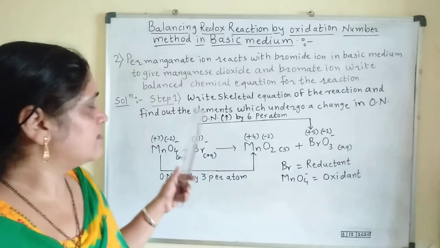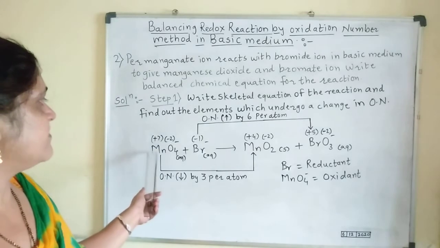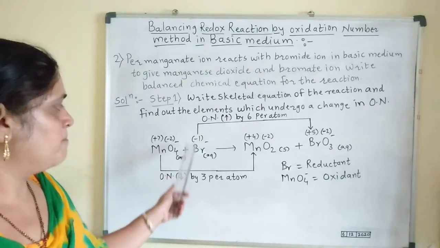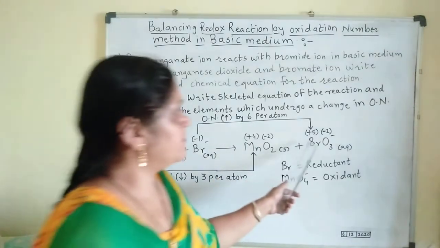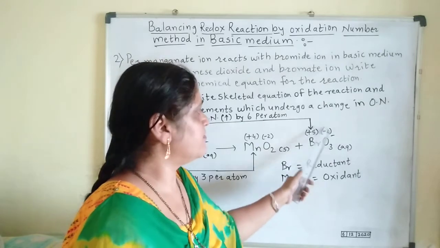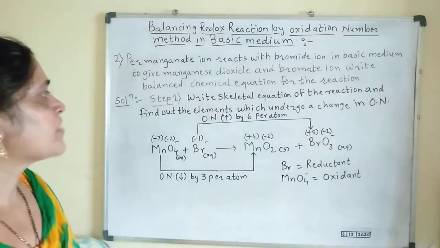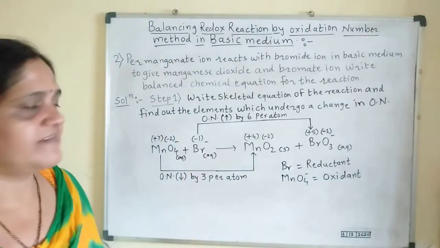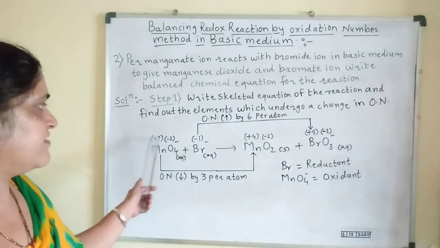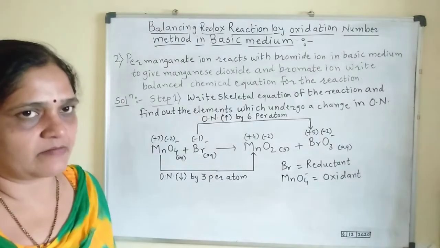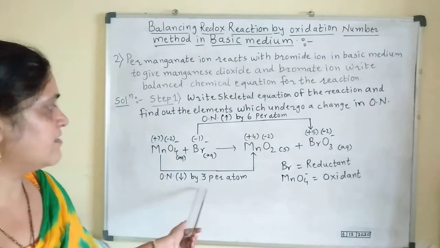First we have to write the oxidation number of every element above its symbol. So I have mentioned here Mn plus 7, O minus 2, Br here minus 1, here Mn plus 4, oxygen minus 2, here Br plus 5 and oxygen minus 2. In this way I have mentioned the oxidation number of every element. Now let us check which elements are undergoing change in oxidation number. Manganese in MnO4 minus has plus 7 oxidation number and in MnO2 has plus 4 oxidation number. So there is a change in oxidation number of Mn. Oxidation number decreased by 3 per Mn atom.